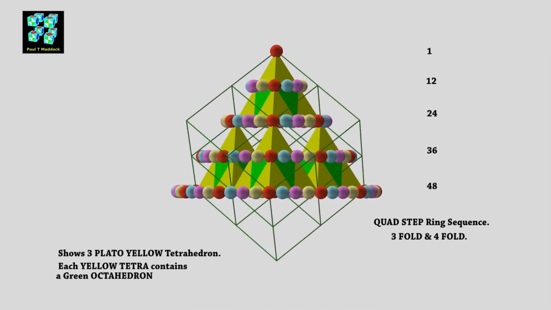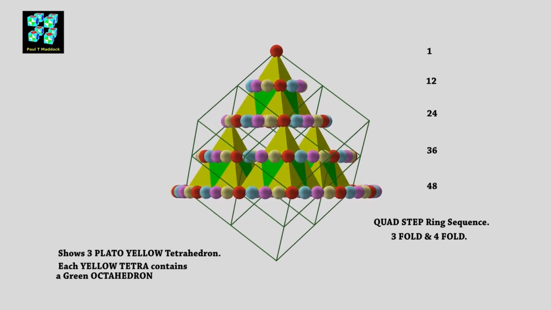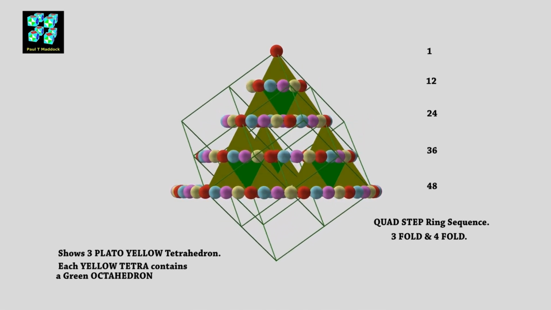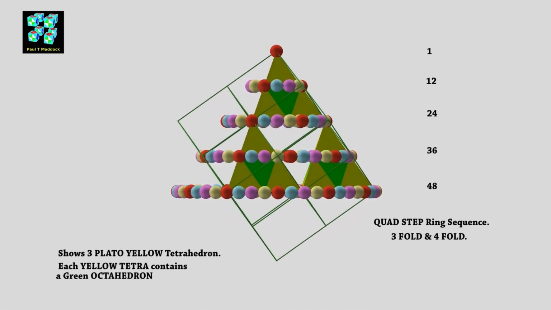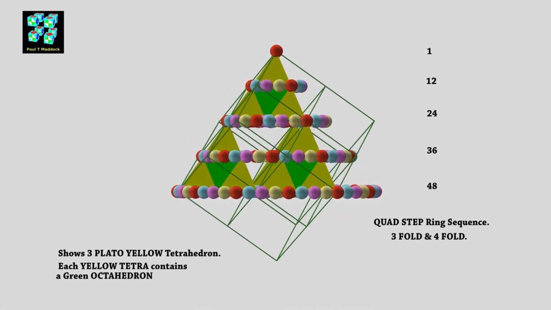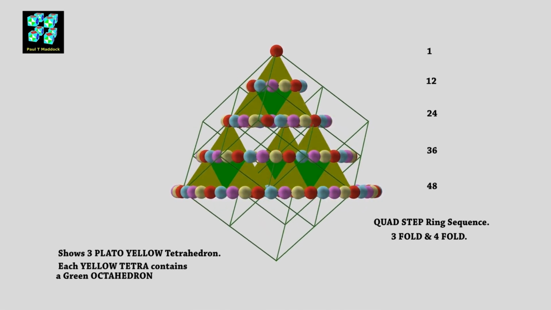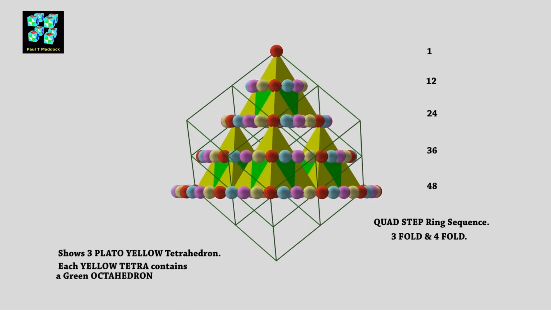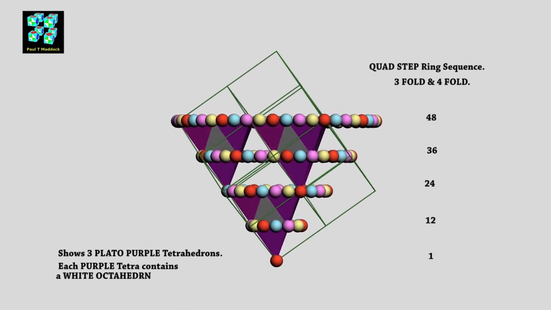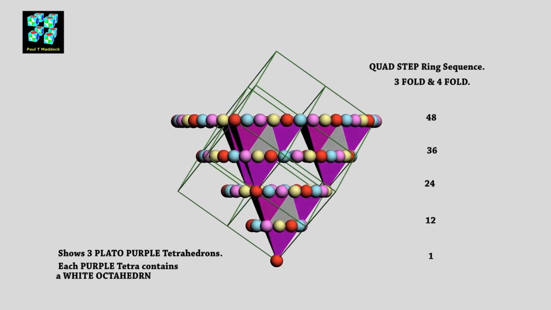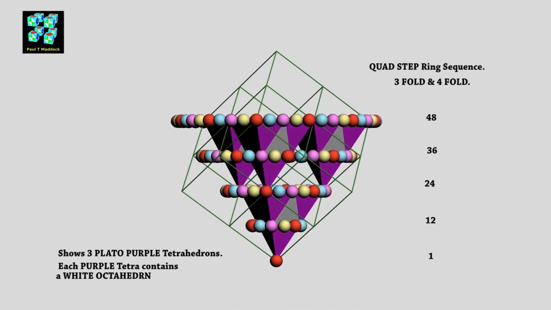And this shows the quad step rings around the vertices in a sequence of 1, 12, 24, 36 and 48. Now if you look at each of the yellow pyramids, you see that it contains a green octahedron. And now I'm going to bring in the purple pyramids, and that will contain a white octahedron. And you can see as it's turning around that the quad step rings are in the reverse sequence this time.